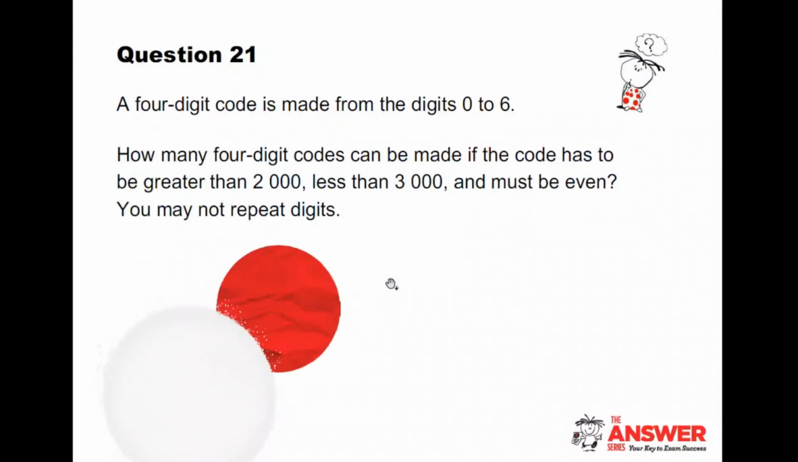Question 21. A 4-digit code is made from the digits 0 to 6. How many 4-digit codes can be made if the code has to be greater than 2,000, less than 3,000, and must be even? You may not repeat digits. So now suddenly I'm getting a question like I had before, but now I can't repeat digits, okay? And I've got from 0 to 6, which is 7 digits, and it must be even. So I've taken it and I've just raised the level a little bit.